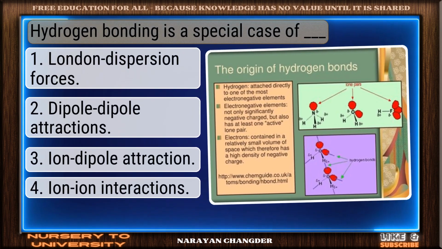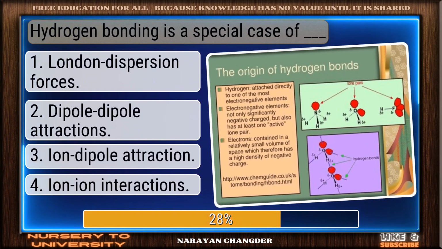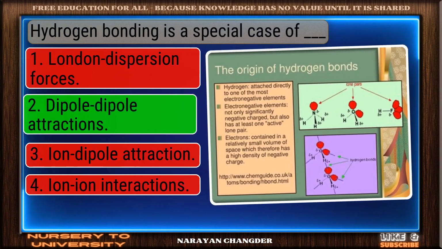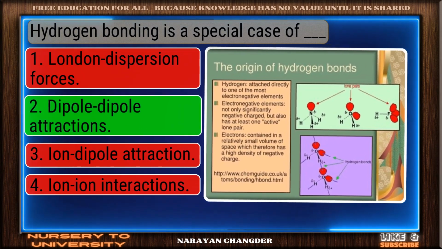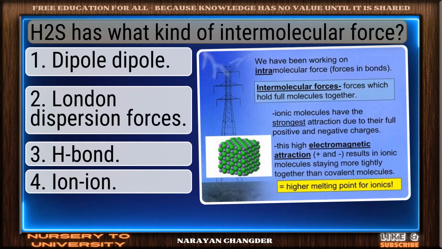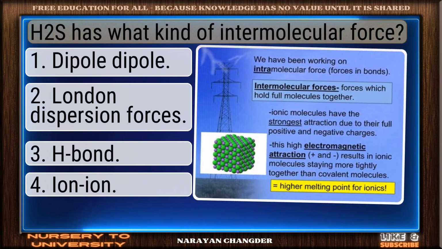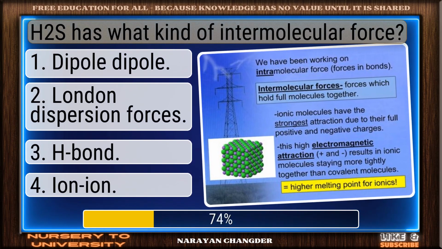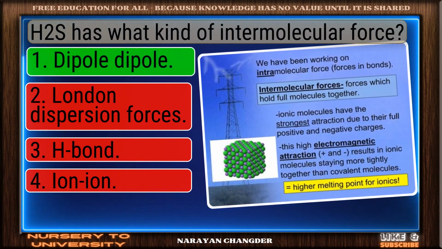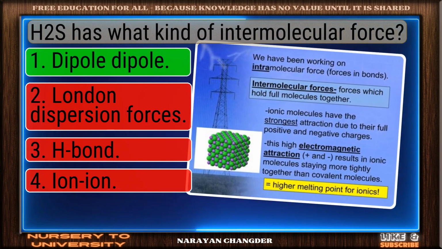Hydrogen bonding is a special case of dash. Well done. Dipole-dipole attractions is the right choice. H2S has what kind of intermolecular force? Well picked. Dipole-dipole is the correct answer.